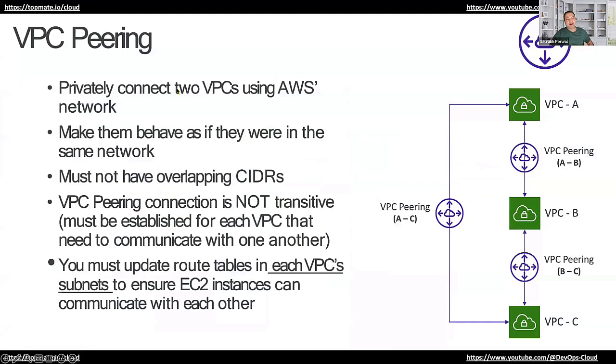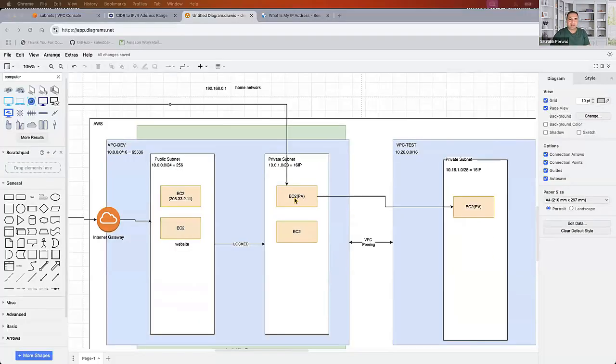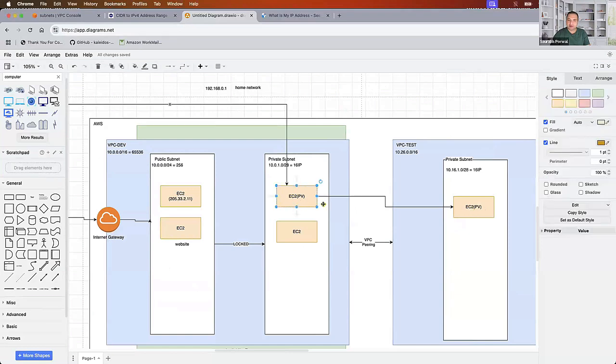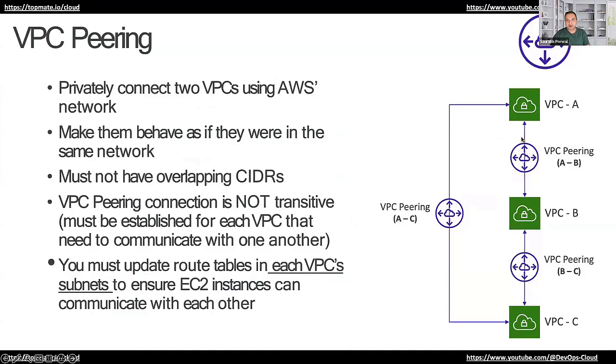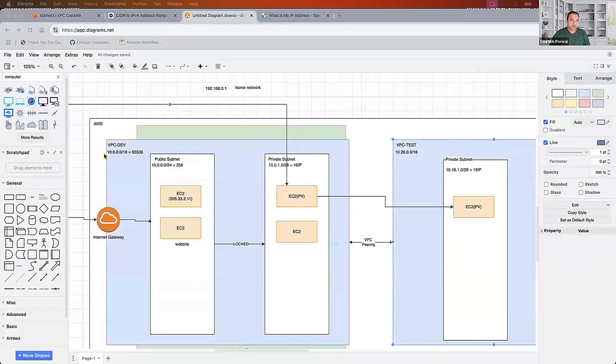What VPC peering does is privately connect two VPCs using the AWS network. So you make them behave as if they are in the same network. When you're requesting data from this computer to this computer, they'll behave as if they're in the same network, whereas the construct is completely different. This one is in VPC one and this is in VPC two. You must not have any overlapping CIDR ranges. So when you start with 10.0.0.0 in here, you should have something which is not overlapping.